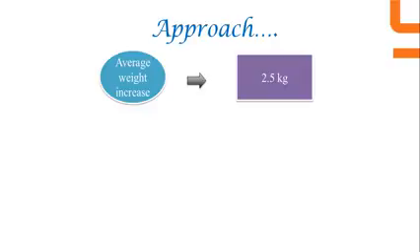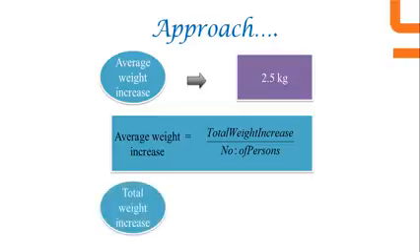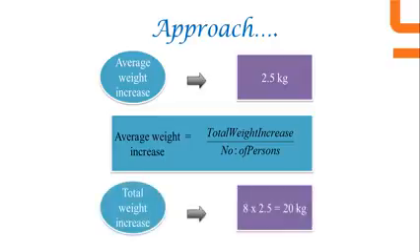So what is the average weight increase? It will be the total weight increase divided by 8, right? So what will be the total weight increase then? You just have to cross multiply that. Then it will be 8 into 2.5. And what is that? It is 20 kilograms, right? So the total weight increase will be the number of persons into the average weight increase, and that will be 20 kilograms.